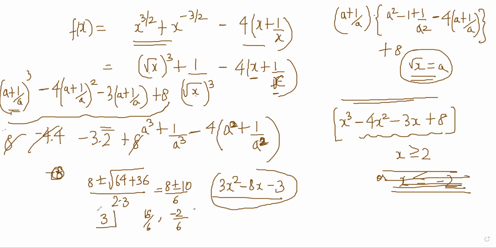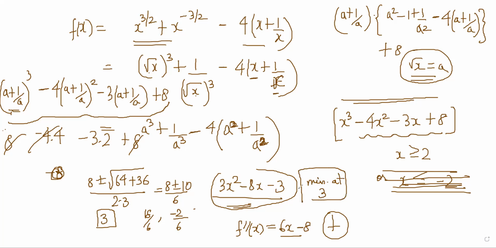So at x equal to 3, f dash x is 0, right? So f double dash x is equal to 6x minus 8. At x equal to 3, it is positive, so f dash x is becoming 0 at 3 and the second derivative is positive. The minima point is at 3, minima at 3, when x is equal to 3, and x is basically for us A plus 1 by A, right?